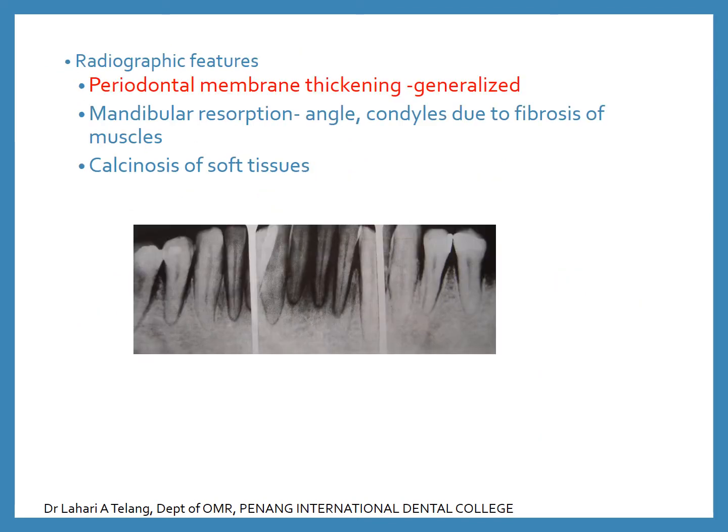The radiographic features in the maxillofacial region would be widened periodontal membrane thickening, and this could generally be generalized, involving all of the teeth, like the image shown here. Also, extensive amount of sclerosis happening in the muscles could cause mandibular resorption at the angle and the condyle. Calcinosis of soft tissues also happens because of deposition of calcium deposits or calcification of the soft tissue region.